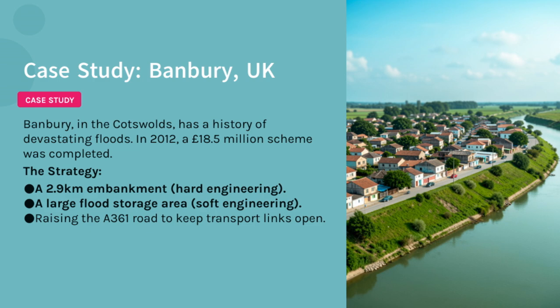The first part of the strategy was a 2.9-kilometer embankment. An embankment is a raised bank designed to hold back floodwater and protect homes and businesses. This is an example of hard engineering because it is a built structure.